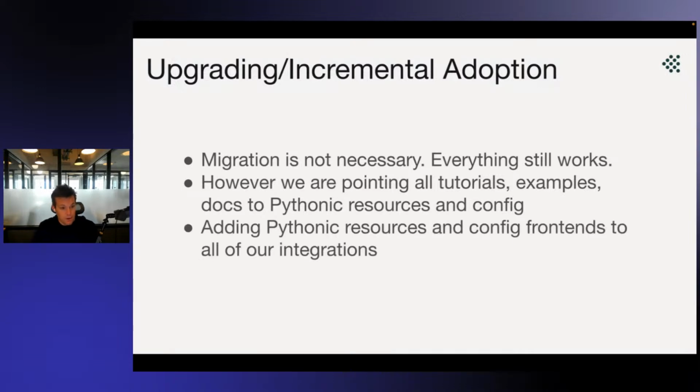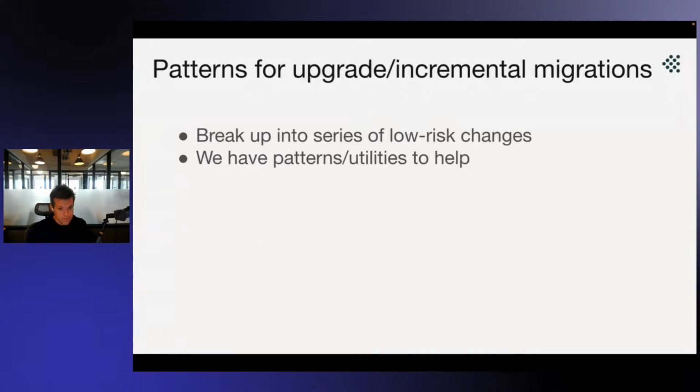And then we're also adding Pythonic resource and config front ends to all of our integrations. So we're doing a bunch of work to move all our content over. We're not going to break any of your old code, but Google searches and our doc site will all be in terms of this. So we think everyone should, for any active code base, move over to this new API going forward. So we have patterns for upgrading and incremental migrations.